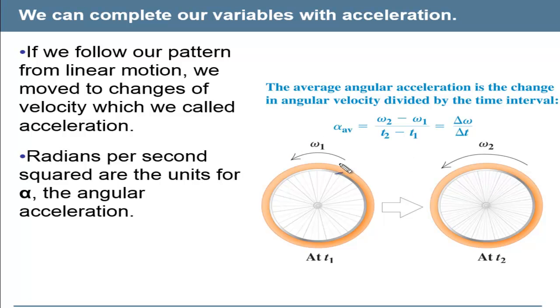So you have an illustration here. We had omega 1 was a small angular velocity, omega 2 is a larger angular velocity. So this would be a positive angular acceleration.